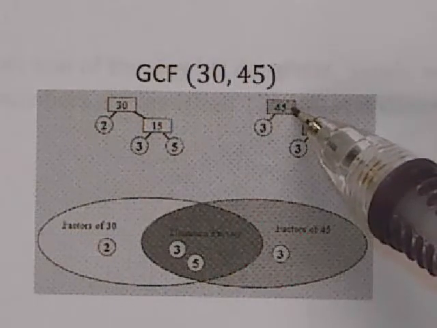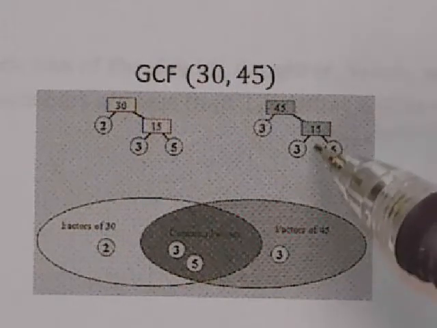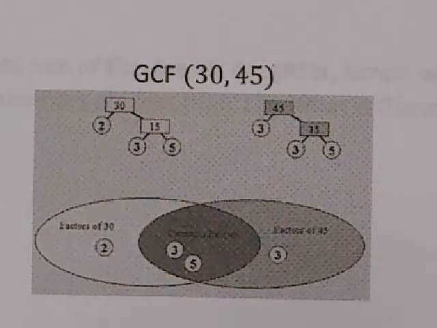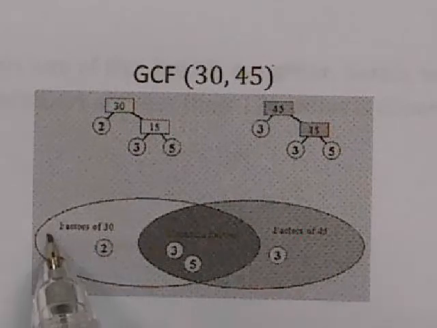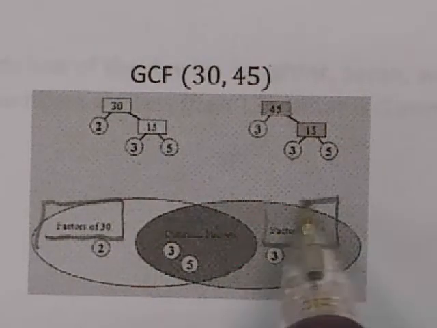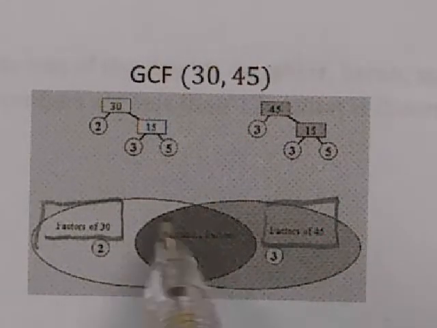And then they did 45 and they split it as 3 times 15, and then again they split the 15 as 3 times 5. And then here you can see factors that only belong to 30, factors that only belong to 45, and then the factors that they share. So that's just what I did.